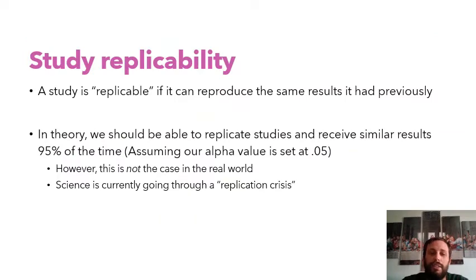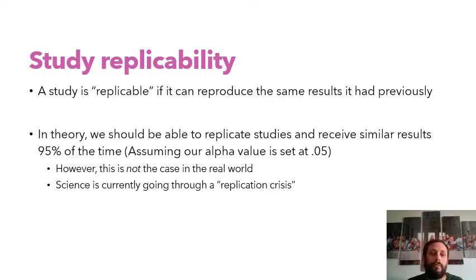So the first thing that we're going to discuss in this lecture is study replicability. A study is replicable if it can reproduce the same results it had previously. And oftentimes, as scientific researchers, our goal is to have a replicable study. This starts a lot in your methods, right? We want to have methods within our scientific research papers that can be replicated overall. And if our methods are written well enough, then other researchers or even ourselves can replicate our studies.